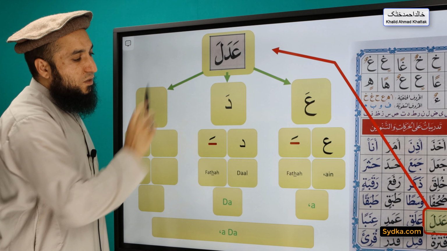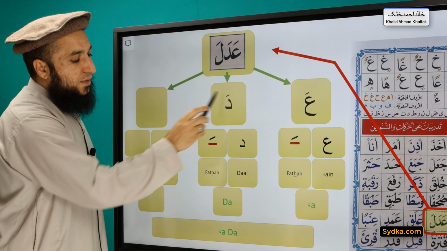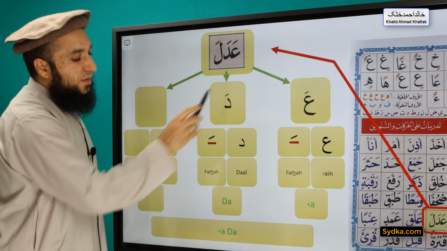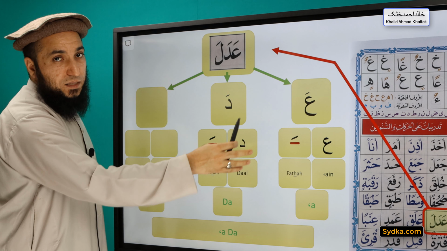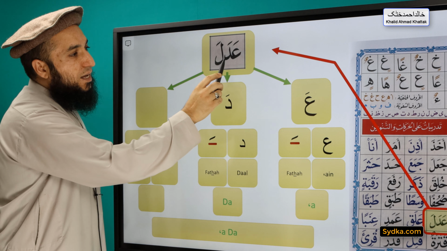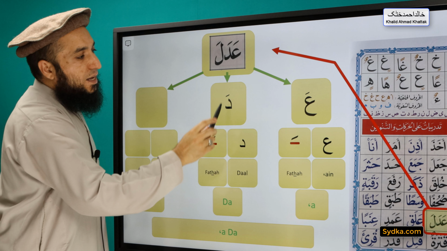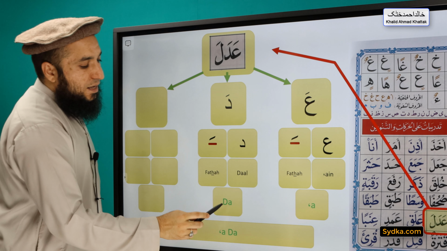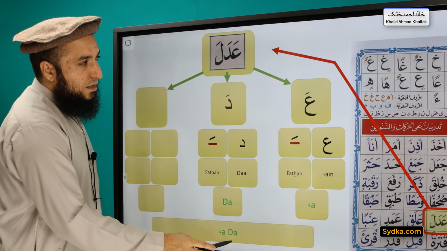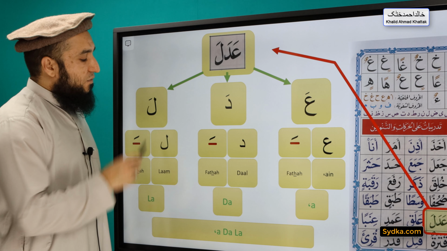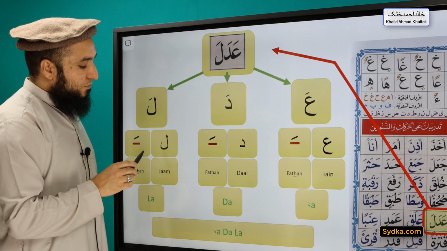Dal is not silent and we have fatha on top of it. Dal fatha, da. So now we combine these two syllables. We have ada. The third syllable we have is lam fatha, la.